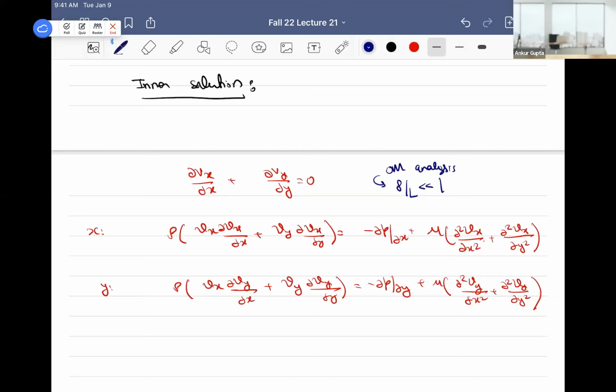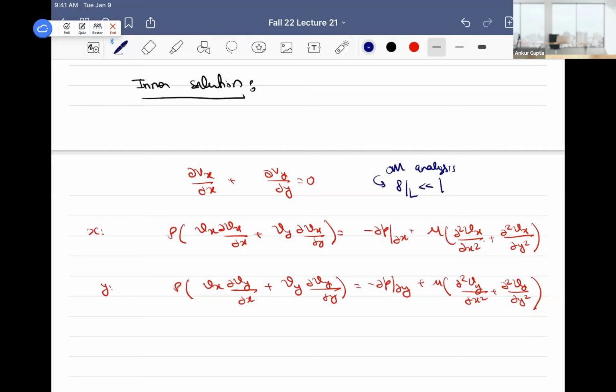Then I want to answer the question of why these are not lubrication equations. Remember that lubrication equations require the Reynolds number times H by L to be smaller than 1. Right now, my Reynolds number can be very large. So even if my delta by L is much smaller than 1, it doesn't necessarily mean that my Reynolds number times delta by L is small, because the Reynolds number is very large. I'll show you how these equations are different from the lubrication equations, and in the next lecture we'll learn how to solve them.